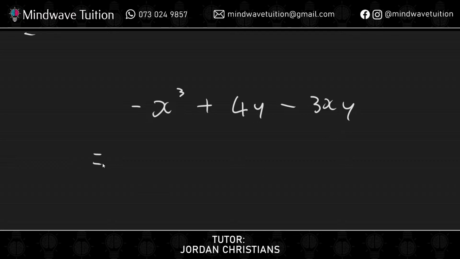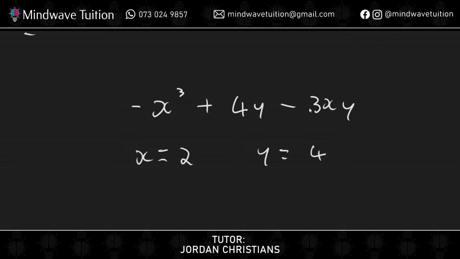So it's the first one. Determine the value of this expression if x is equal to 2 and y is equal to 4. So now we have 2 variables that are given to us, and we are given the values for both of them.